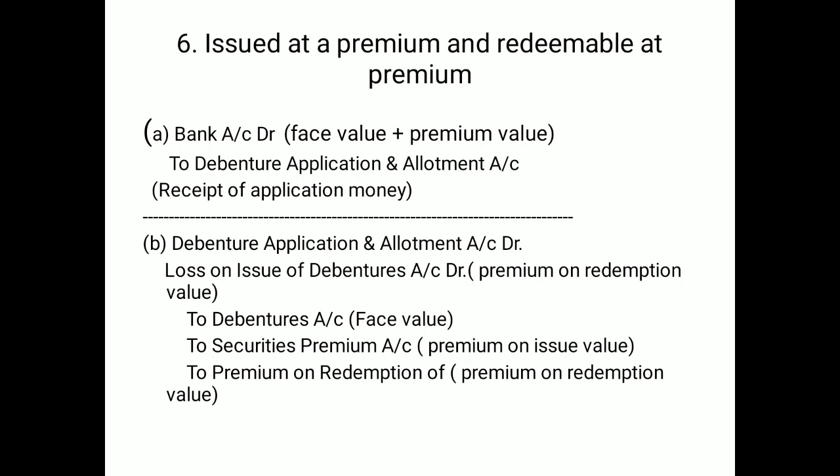First entry, bank account debit to the debentures application and allotment, which will again be debited with the same 110. Now how will you shift this 110? By transferring to the debentures with 100 and to the securities premium. This is for the issue premium, that is 10. So this is the complete entry for the allocation of 110. Now I am moving to the second half, redemption at premium, that is 20. It means the loss will be recognized with 20 multiplied by the number of debentures issued.